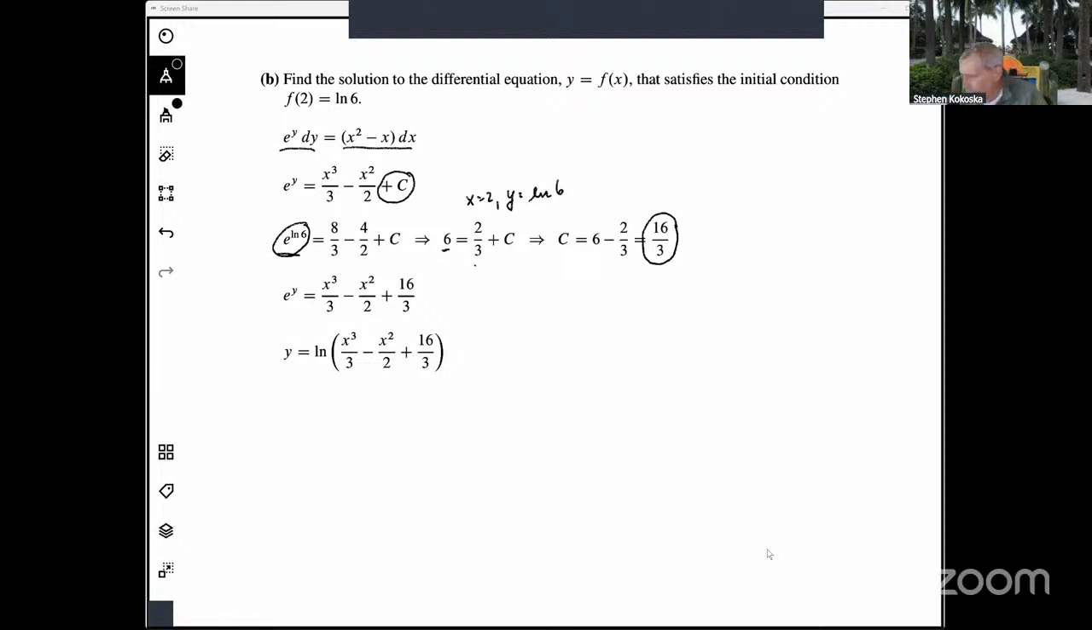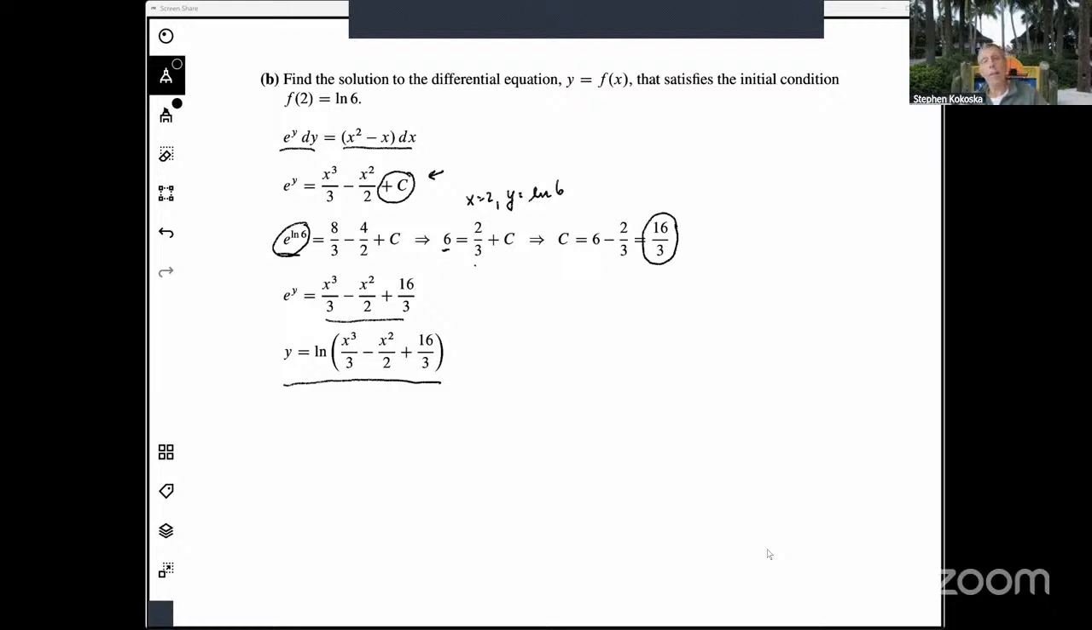I'm going to go back up to this expression. I'm going to let c be equal to 16/3. And this really isn't that bad. I'm going to solve for y. This time, what I have to do is take the log of both sides. So y would be equal to the log of this expression. Beautiful.